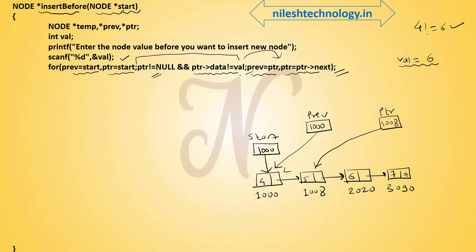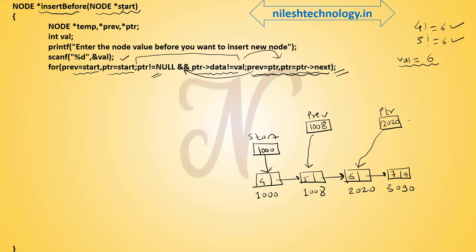Again going to the condition, ptr is not equal to null: true, and ptr of data is 5. So 5 is not equal to 6, again true. Then the last expression, prev equal to ptr. Now prev is pointing to this node, with address 1008. And second, ptr equal to ptr of next. So ptr is going to the next node, and this is your ptr, with address 2020.